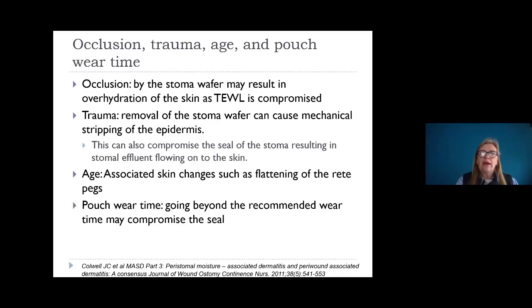So just to pick back up on that, those four things that I mentioned, occlusion. I mentioned a little bit that you can trap water from external sources underneath the wafer. But actually, by putting the wafer in place itself, you change the level of hydration of the skin. So the majority of the wafers are made of hydrocolloids, and hydrocolloids are very good at maintaining a good skin hydration.